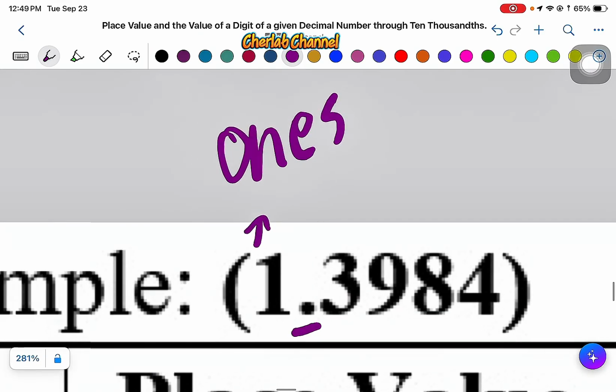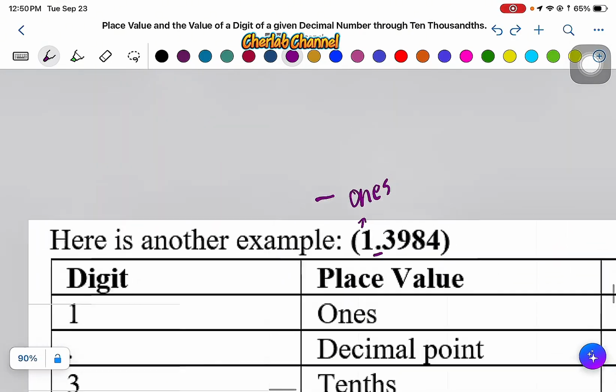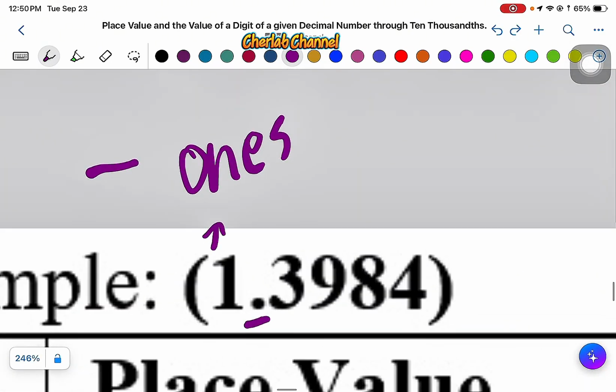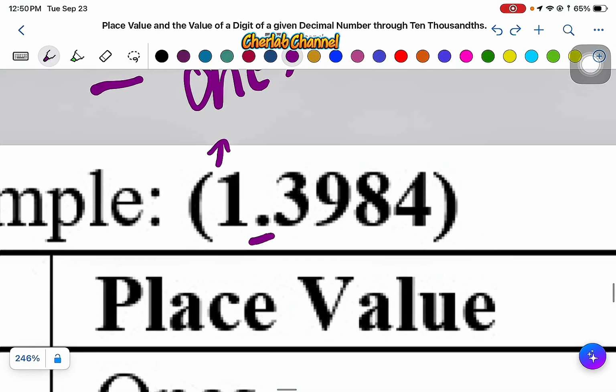Okay, meron pa bang number sa kaliwa? Wala na. So that would end there. Si 1 would be ones. Okay? And then next, the value of 1 of course is 1 also dahil buong number siya. It is a whole number.